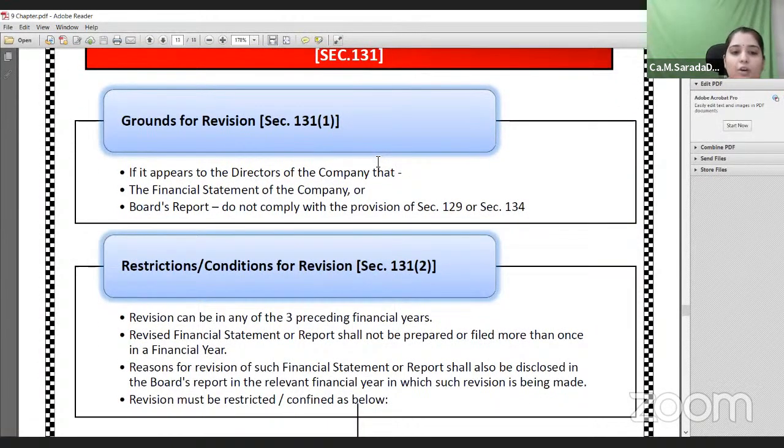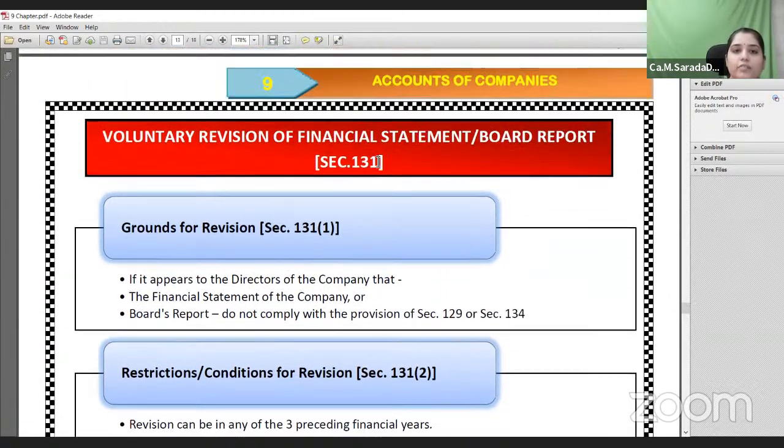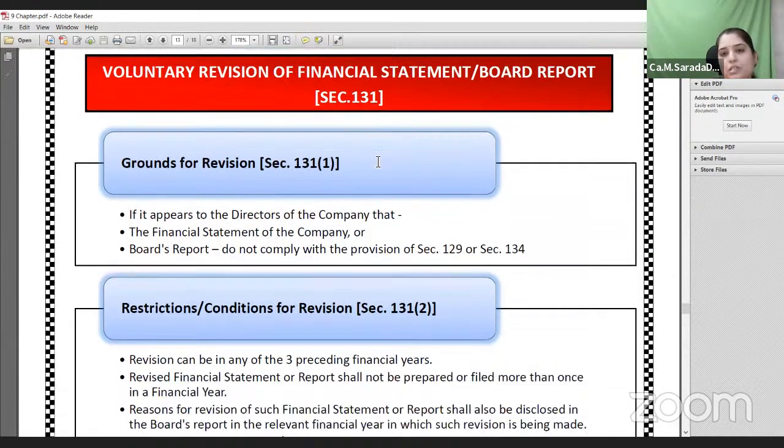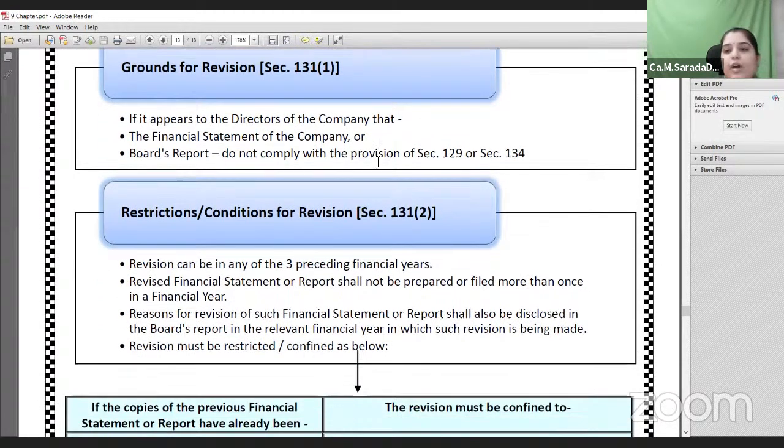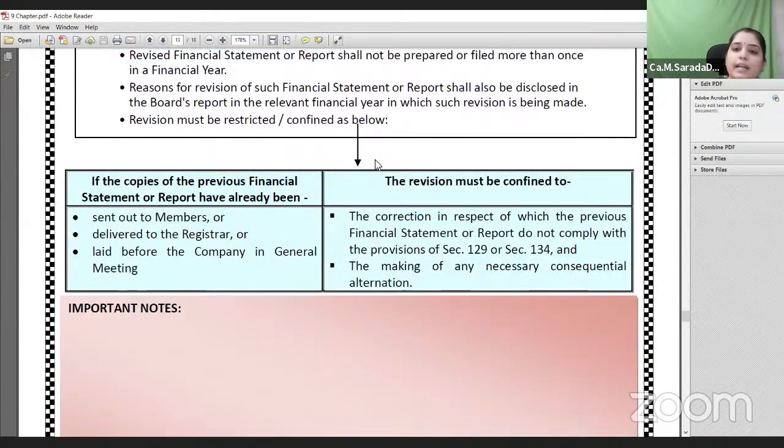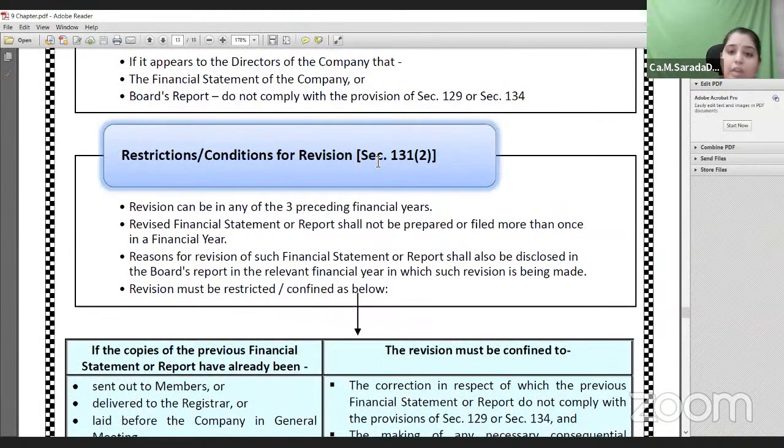Revision can be done for 3 preceding financial years. Okay, so this is called voluntary revision of the financial statements and the board report under section 131 of the Companies Act. In this particular case, the board of directors will think that they have not properly complied with accounting standards and their financial statements are not in the true and correct picture. In such cases, they can revise the financial statements for the preceding 3 financial years and they can also revise their board report. Once the revision of the financial statements and the board report is done, the same should again be filed to the ROC and should again be read in the AGM for the information of the members, and the copies of it have to be delivered to the members of the company. Okay, this is called voluntary revision of the financial statements.